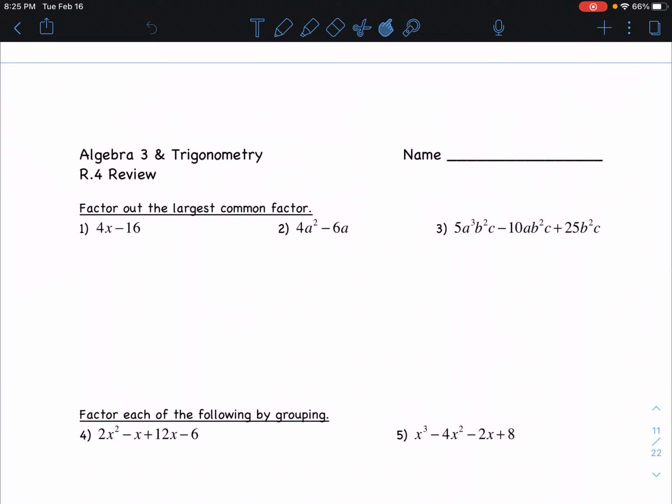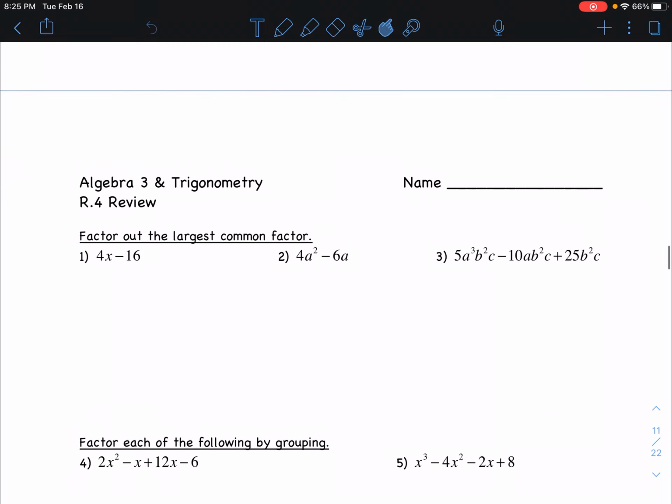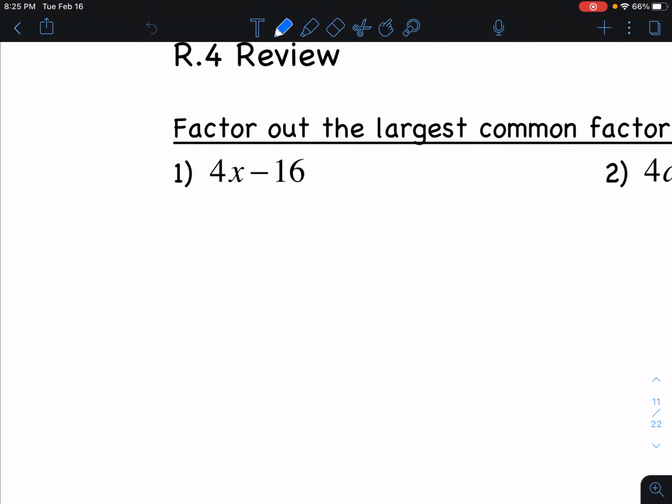Whenever we're factoring, we always want to make sure that we're looking for a GCF first, the greatest common factor. So if we take a look at A, we have two terms. It's a binomial. Can we think of the largest number that goes into 4x and 16? Ignore the x. Just worry about 4 and 16. What's the biggest number that goes into 4 and 16 evenly, without a decimal? If you're thinking 2, yeah, 2 is a common factor, but it's not the greatest common factor.